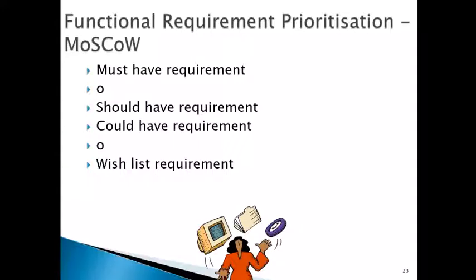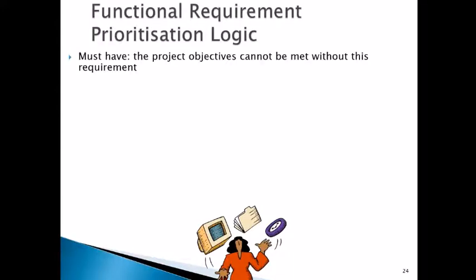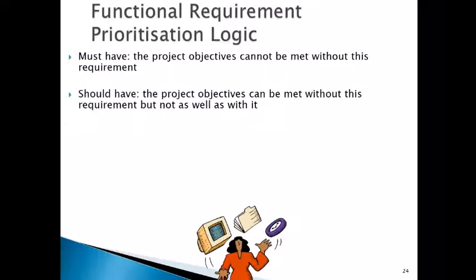Functional requirements must be prioritized, which are prioritized with the MoSCoW model. MoSCoW defines M for must have a requirement, S for should have a requirement, C for could have a requirement, and W for wish list requirement. Must have means the project objectives cannot be met without this requirement. So this is the functional requirement whose priority is the highest, that this requirement must be in our system.